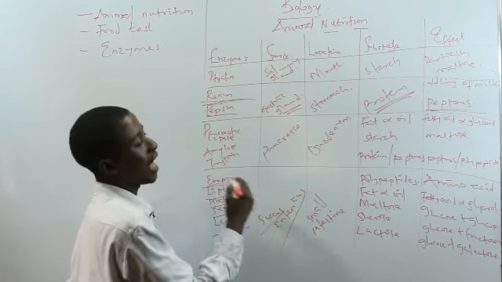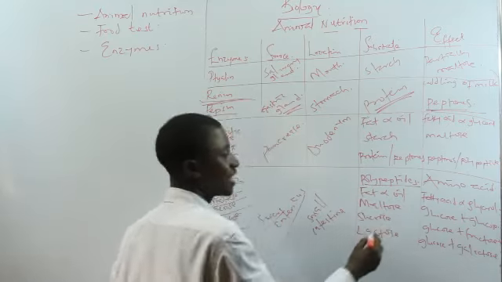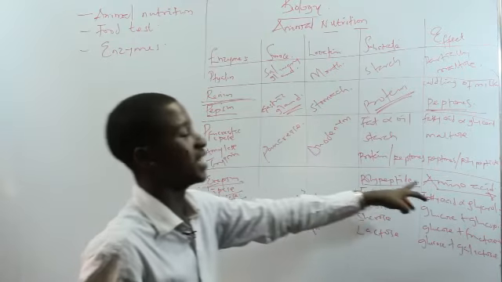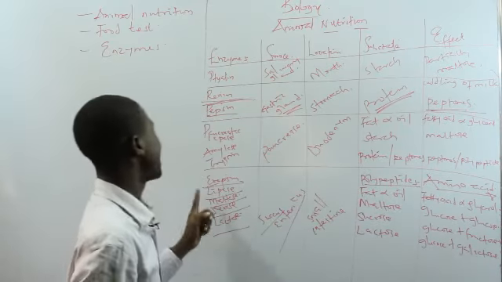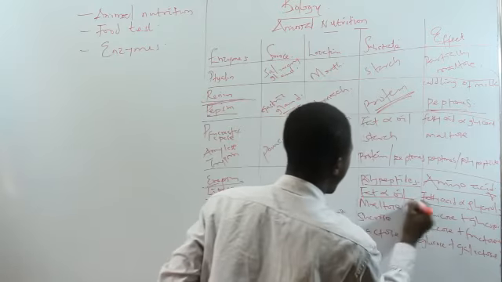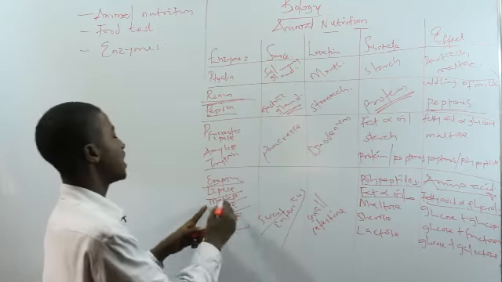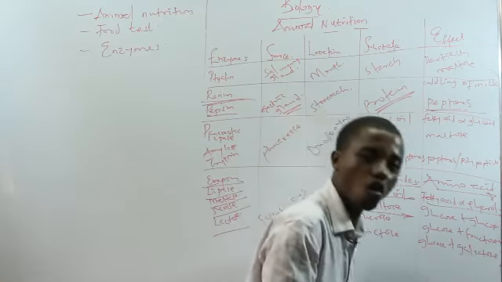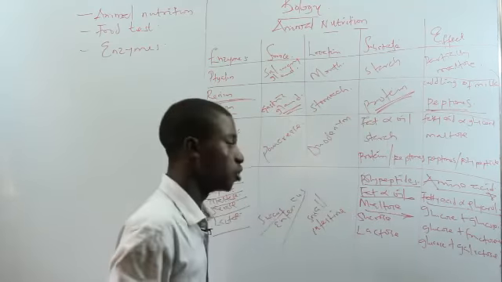Erepsin acts on polypeptides and they give us what we call amino acid. Lipase acts on fat and oil and they give us what we call fatty acid and glycerol. Maltase acts on maltose and they give us glucose and another glucose.